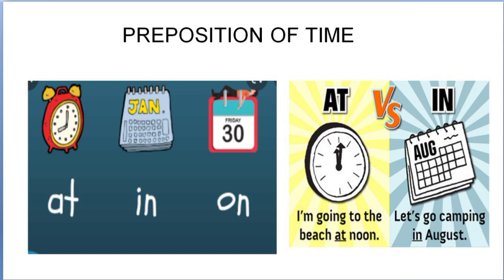Let us take the sentence, I'm going to the beach at noon. So it is mentioning that noon is a timing, right? So we are using at as a preposition word. And second one is, let's go camping in August. August is a month of the year. So we are using in as a preposition word.